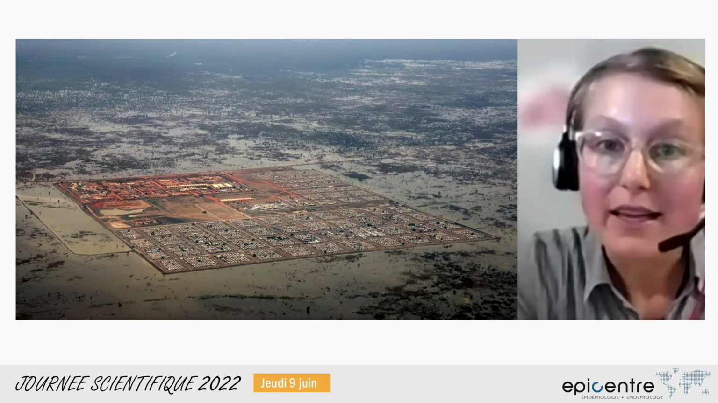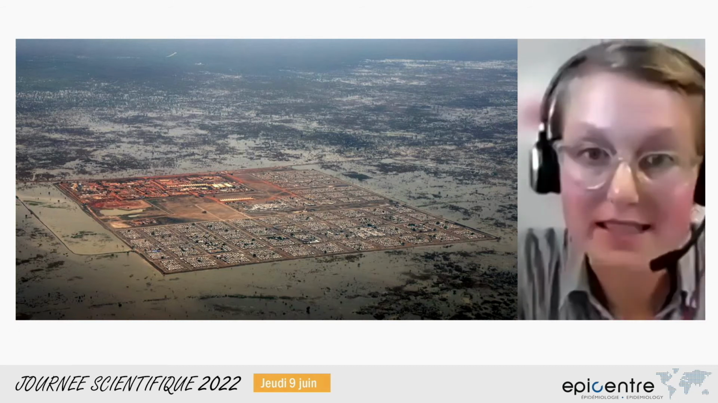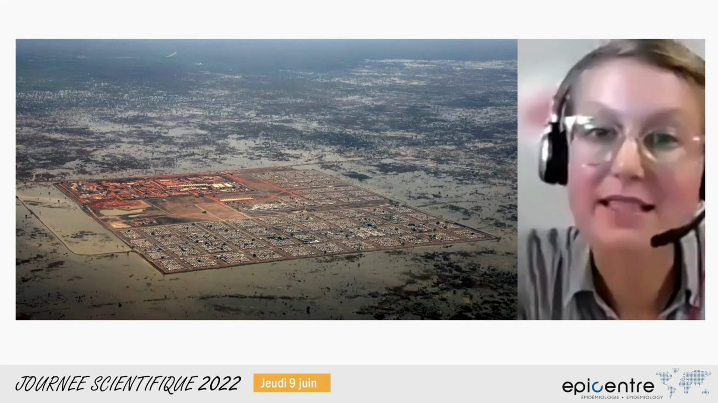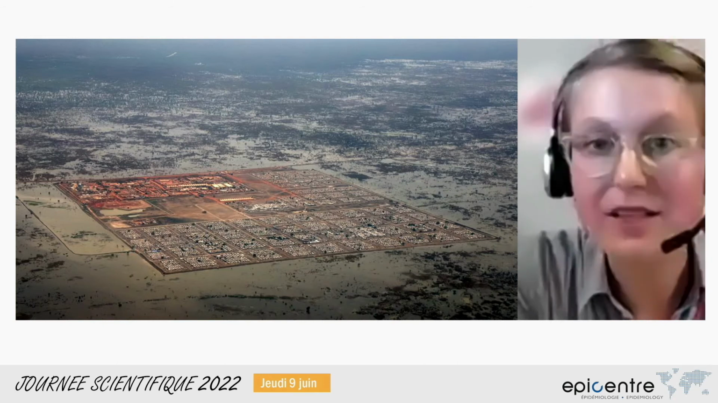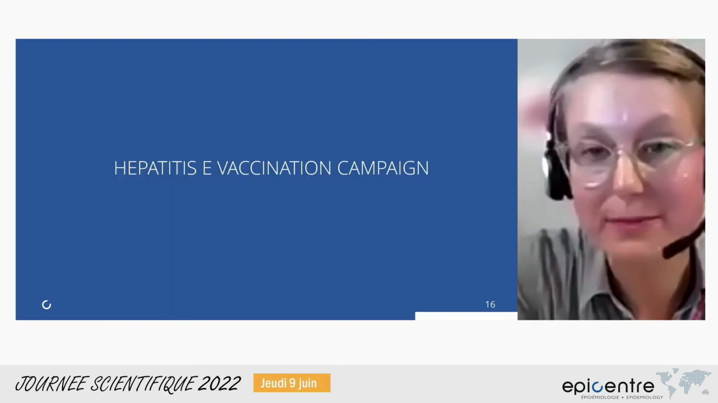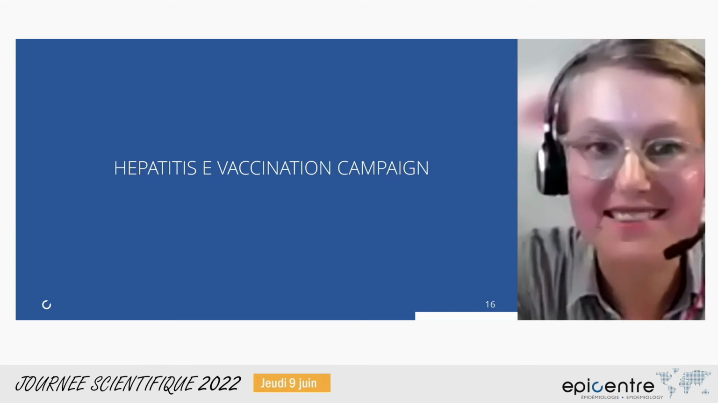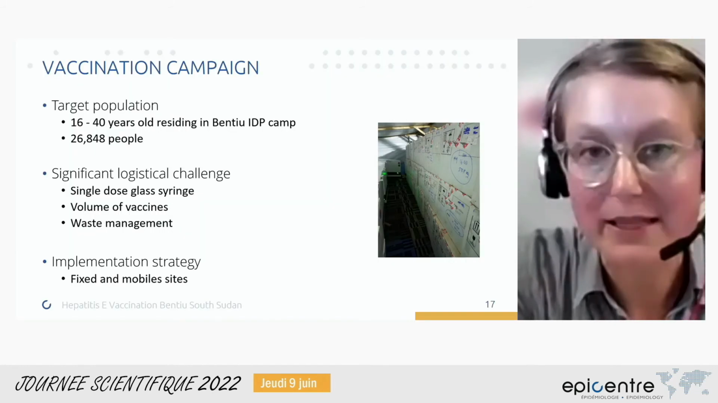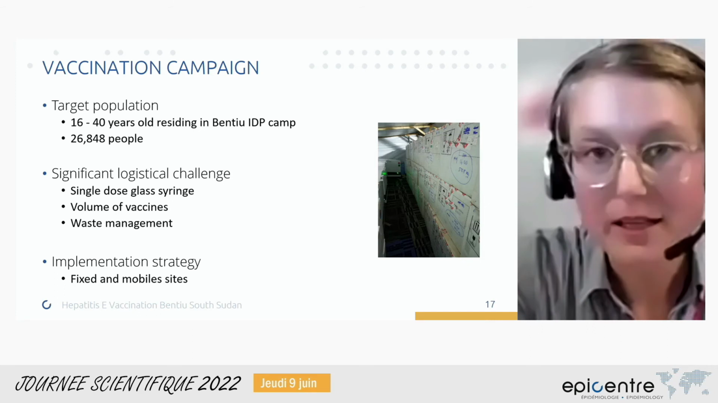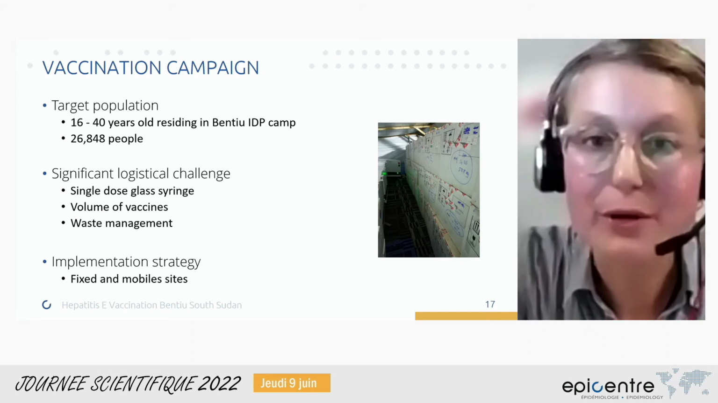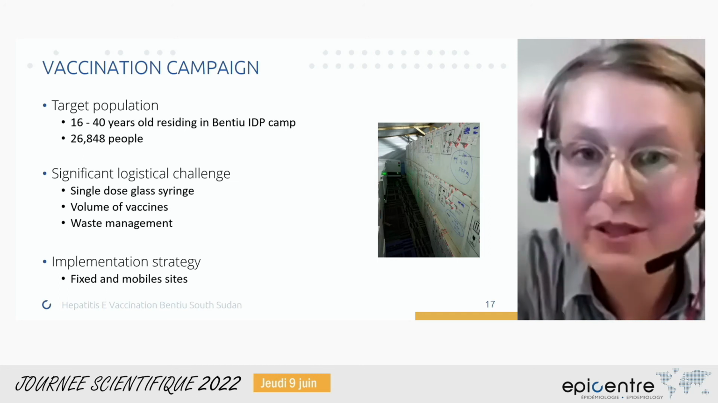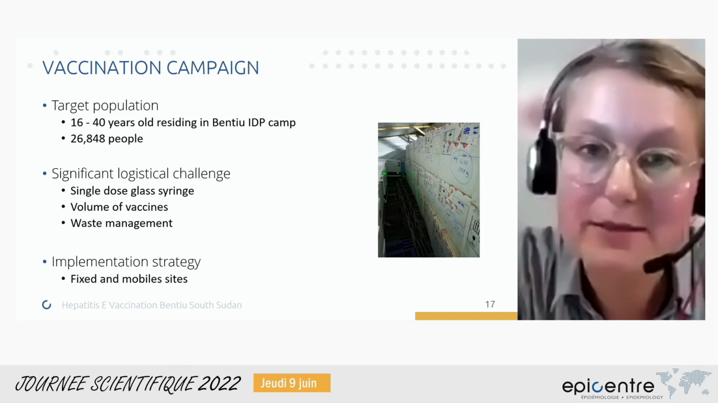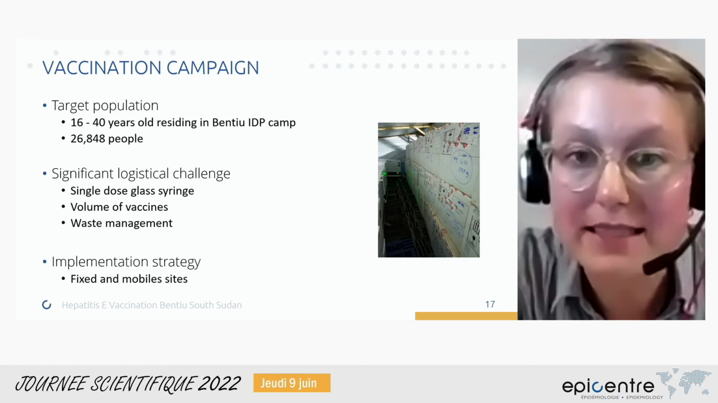It's surrounded in brown by the floodwater, and this is where the vaccination campaign was scheduled to take place in October of 2021. There was a slight delay due to the flooding and the flood response, and ultimately the vaccination campaign took place in March of 2022. The target population were residents of Bentiu IDP camp, aged 16 to 40 years old, which based on the most recent population census was almost 27,000 people.